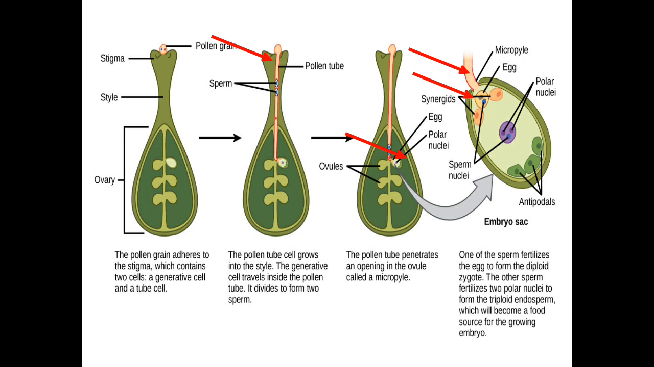One of the male gametes is fused with the egg. Another male gamete is fusing with the polar nuclei, or secondary nucleus. Here you see, when the male gamete fuses with the egg, it forms the zygote, or embryo in the next stage. But when one male gamete fuses with the secondary nucleus, this forms the endosperm that will nourish the egg.